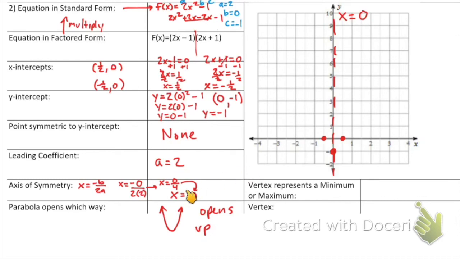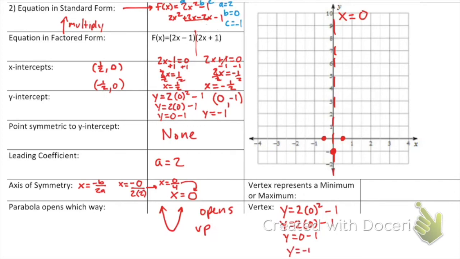All right, vertex. Once we have our axis of symmetry, which is 0, to find the vertex, we plug our 0 into our x and solve for y. So let's do that. We have y equals, again using standard form, instead of x, I'm plugging in 0 because that is my axis of symmetry, minus 1 here, and then let's do this math. We have 0 squared, 0, so y equals 2 times 0 minus 1. 2 times 0 is 0, so y equals 0 minus 1. 0 minus 1 is y equal to negative 1.